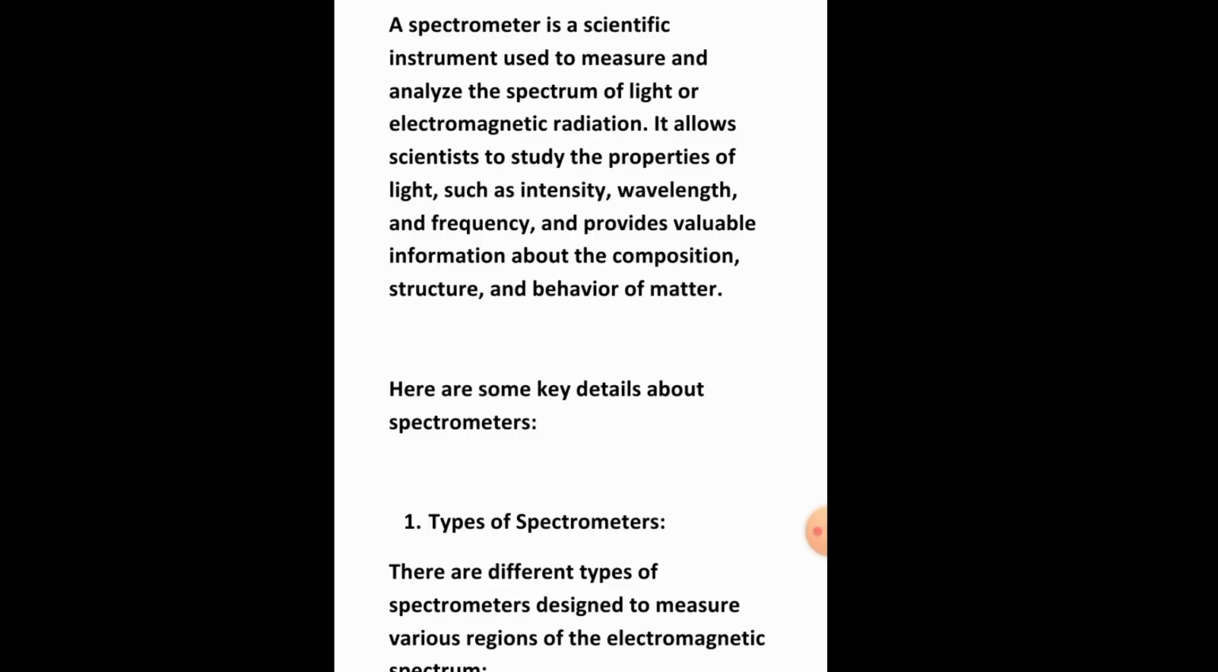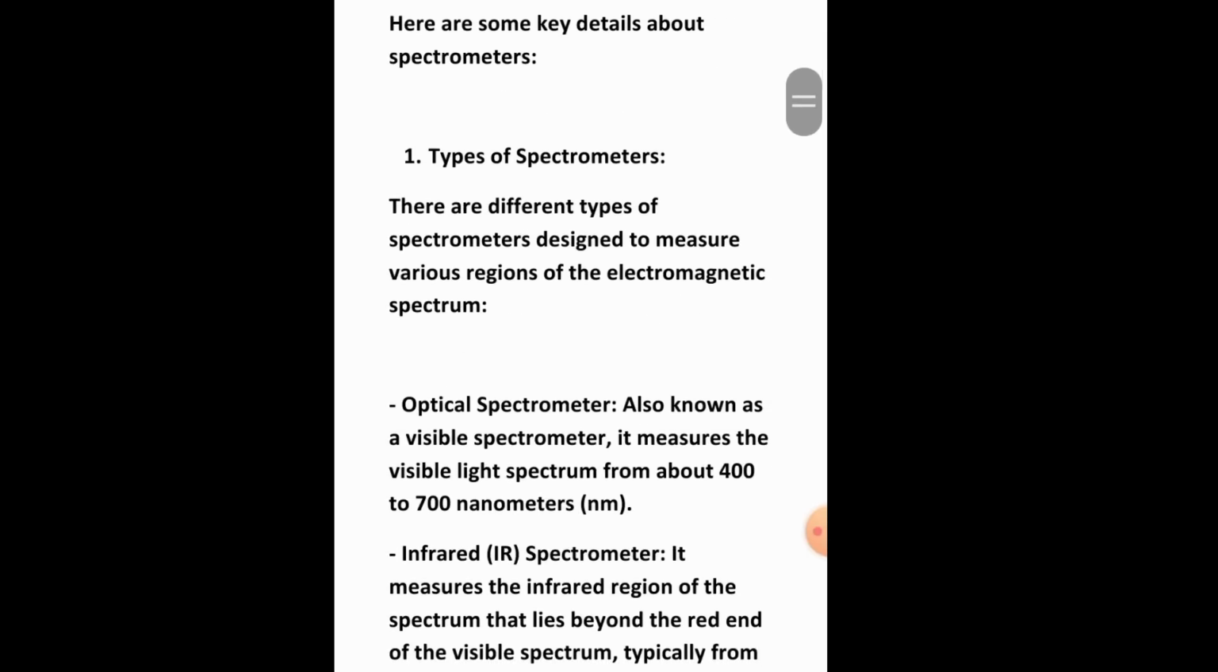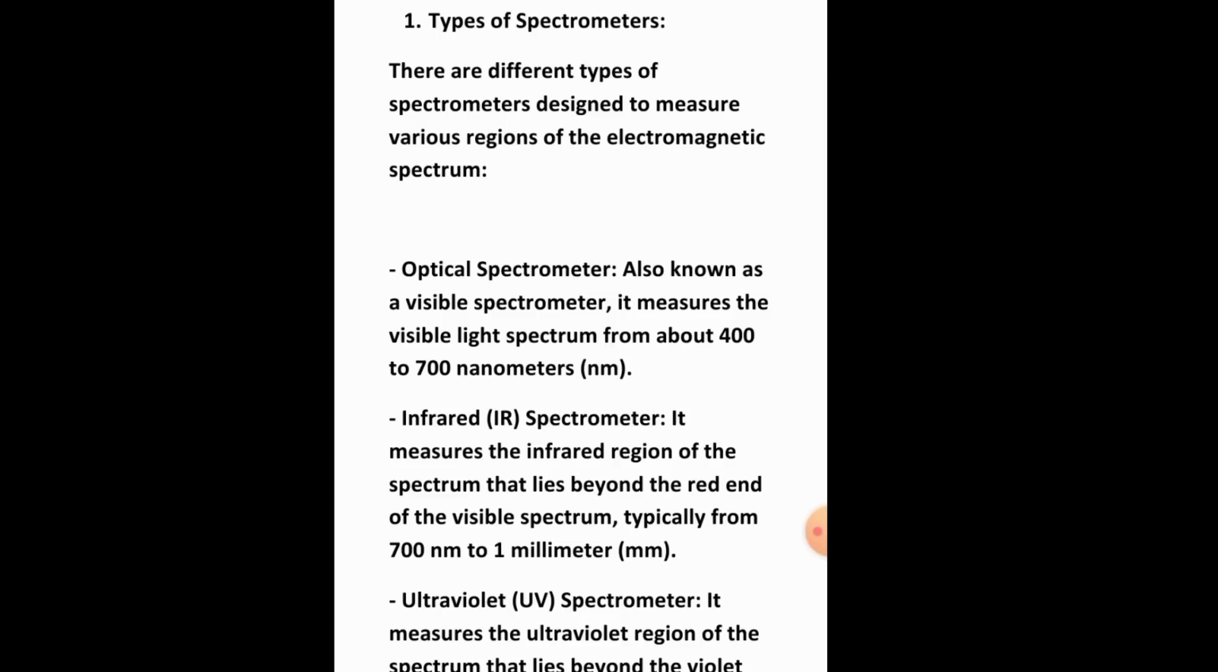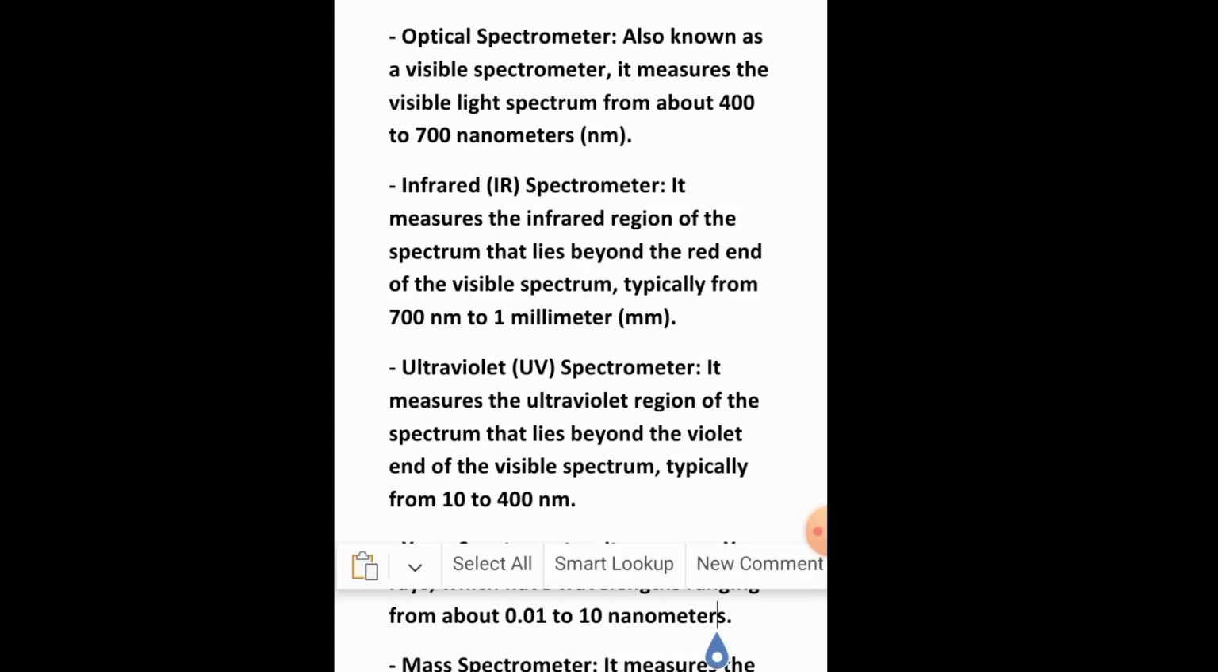Number one, types of spectrometers. There are different types of spectrometers designed to measure various regions of the electromagnetic spectrum. Optical spectrometers, also known as visible spectrometers, measure the visible light spectrum from about 400 to 700 nanometers. Infrared spectrometers measure the infrared region of the spectrum that lies beyond the red end of the visible spectrum, typically from 700 nanometers to 1 millimeter.